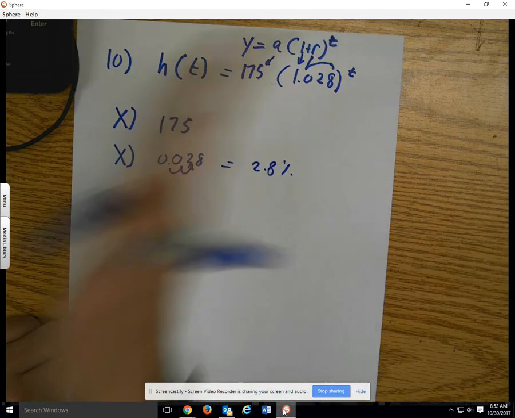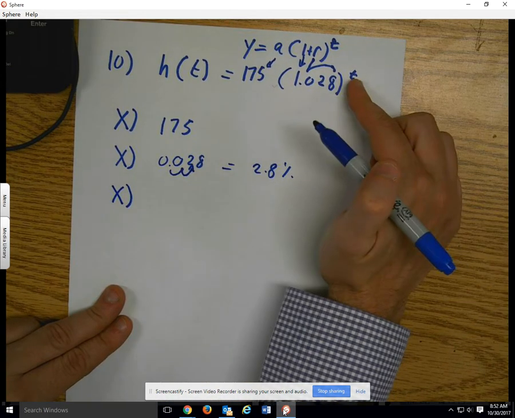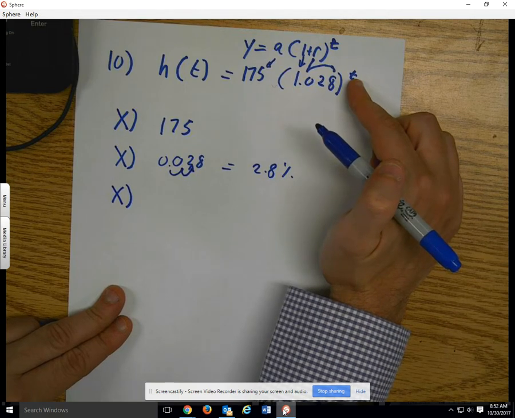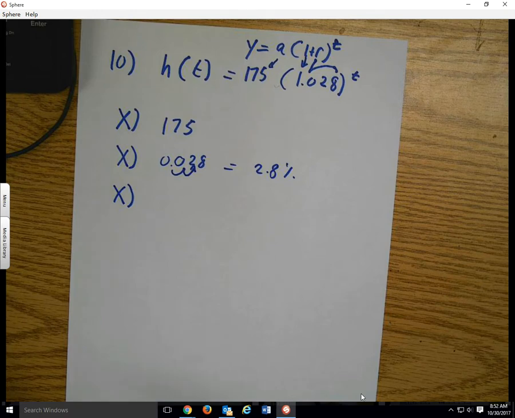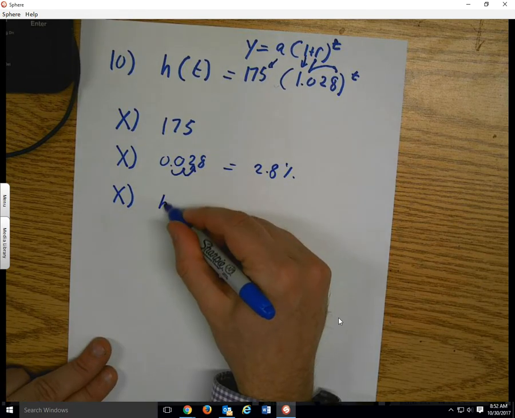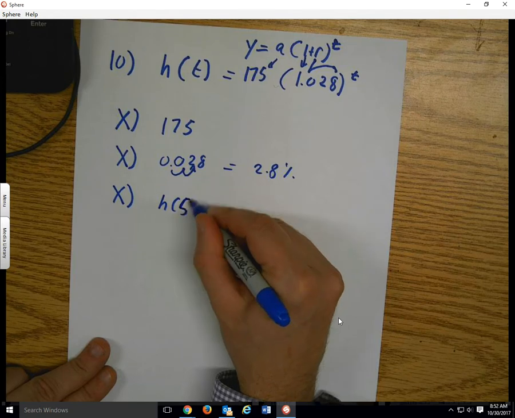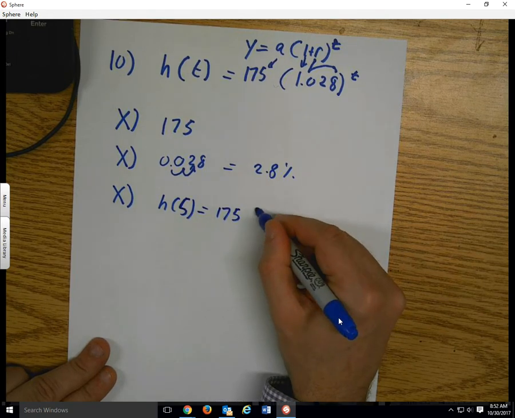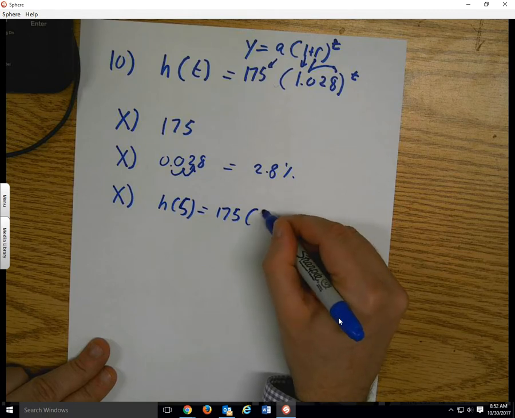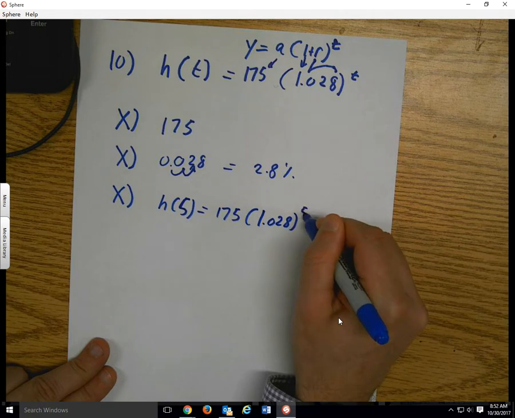Okay, so the last thing it's going to ask you to do is to evaluate this. It's basically to solve it, but it tells you that the t is now 5. And it's doing that for all of them, okay? It's telling you that the t is now a 5. So let's see what we have here. We would have h of t, actually it's h of 5, equals 175 times 1.028 to the 5th power.